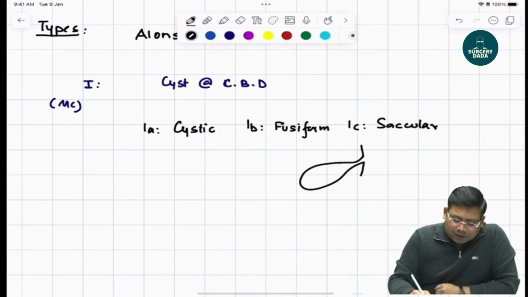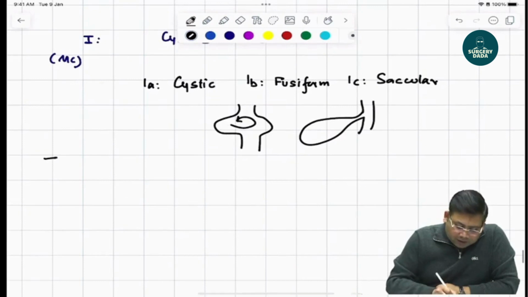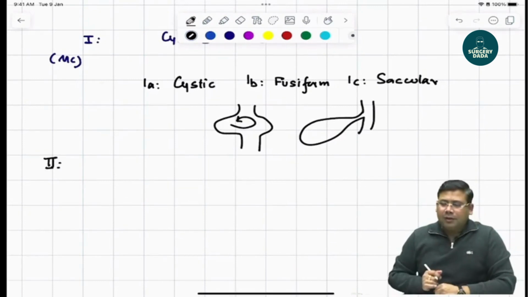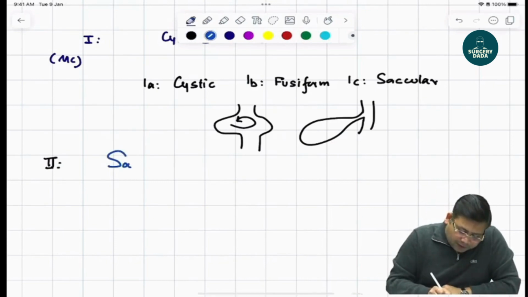So what is saccular? This is something like this. This is a saccular type. What is fusiform? 360 degree. This is what is fusiform. What is type 2? Now try to understand, this is what is the trick. What is type 2? It is a saccular cyst.